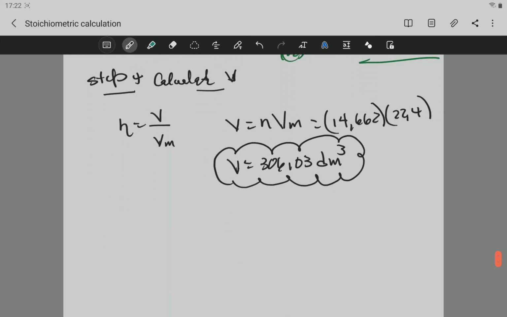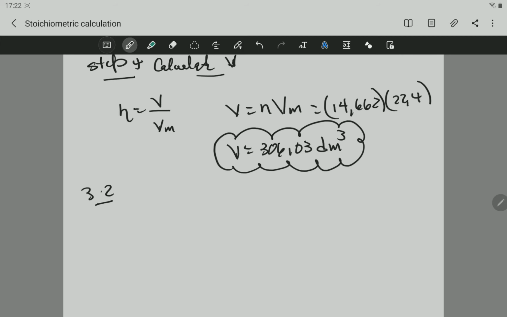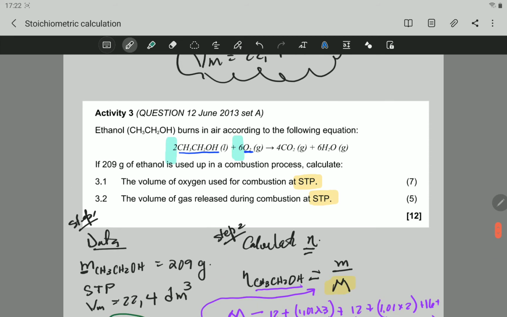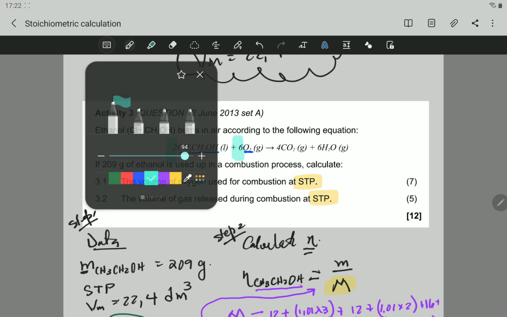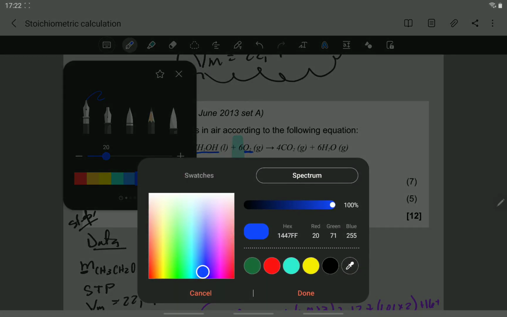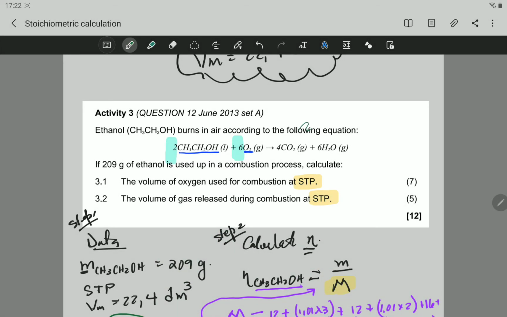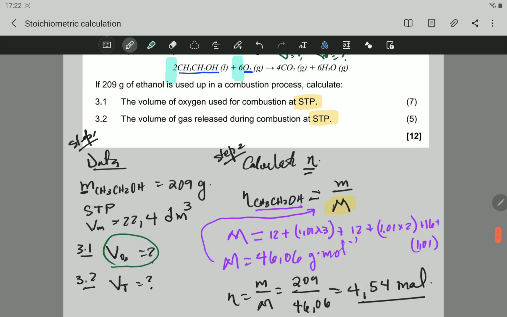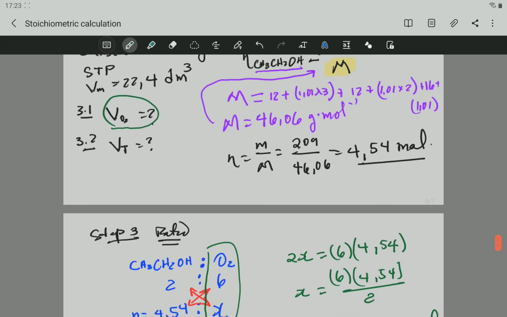Now, for 1.3.2, it is easier because we already have the ratio. Alright, so for 3.2, they asked to calculate the volume that is released in the product, the total amount of volume. So we have to calculate the volume of carbon dioxide. Let's use the green ones again. Okay, they asked to calculate the volume of this one as well as the volume of this one here. That is the question. So remember, step 1 is the data, we are done. Step 2, calculate the number of mole of ethanol, which was the first quantity we already have. And then step 3 is using the ratio.